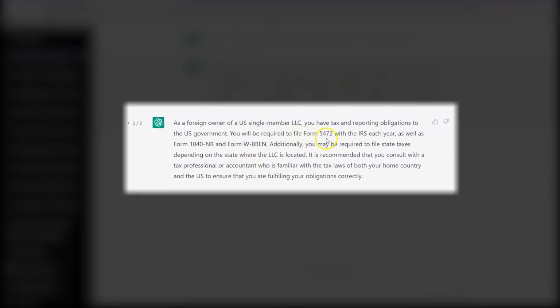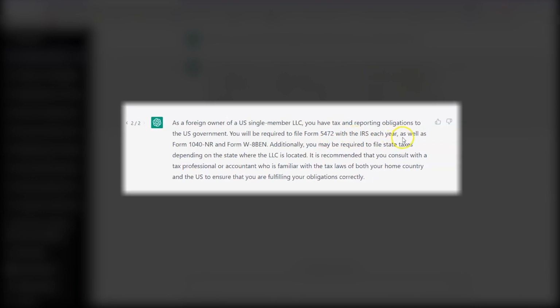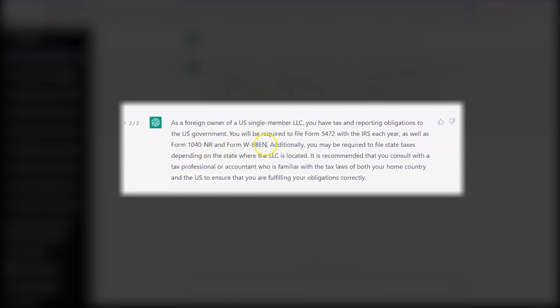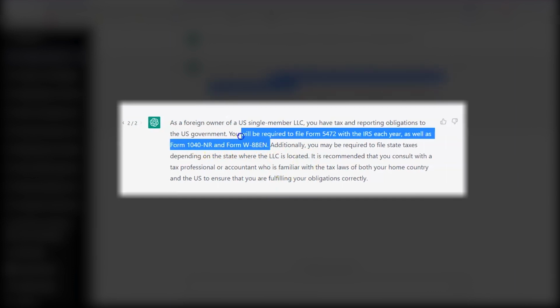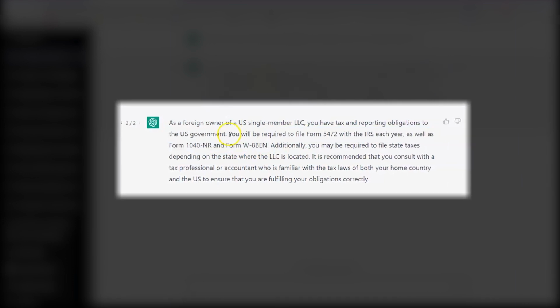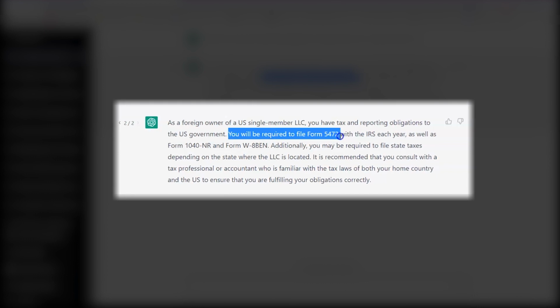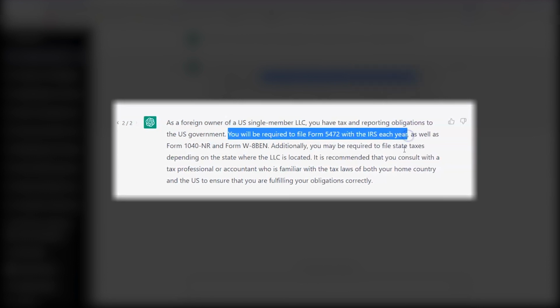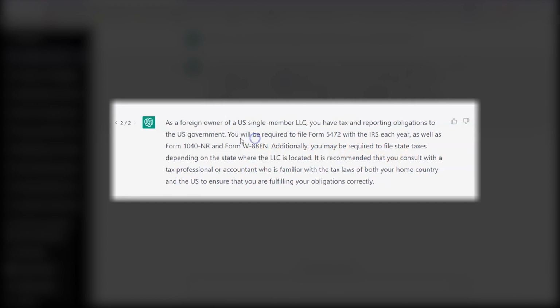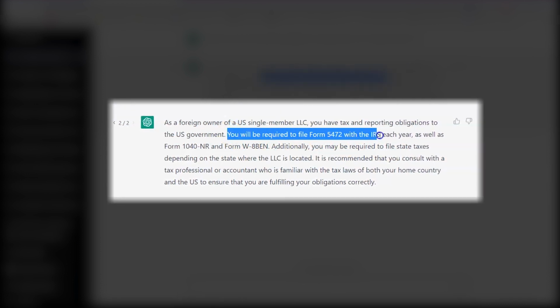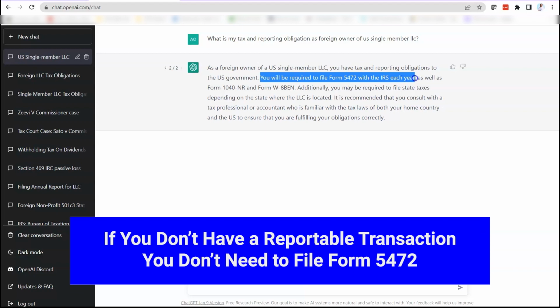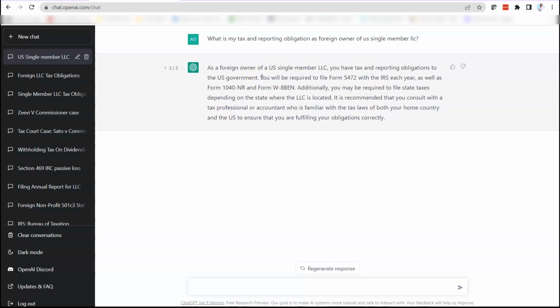You will be required to file Form 5472 with the IRS each year, as well as Form 1040-NR and Form W-8BEN. And now this here, I have a problem with it. It says you will be required to file Form 5472 with the IRS each year. This is not entirely correct. This is only correct when you have a reportable transaction. If you don't have a reportable transaction, you don't file these forms. So once again, when you're reading these things, you have to be very careful on how you are interpreting them.